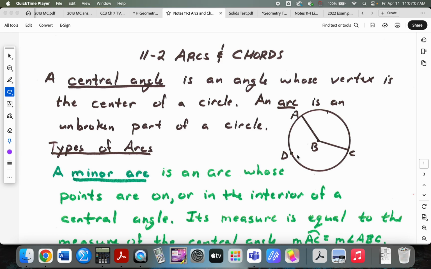All right. Today we're going to continue with circles. This is sort of completely different from what we've been doing. So, again, more vocabulary that you have to know. But some of them are pretty obvious. For example, a central angle is an angle whose vertex is the center of a circle.